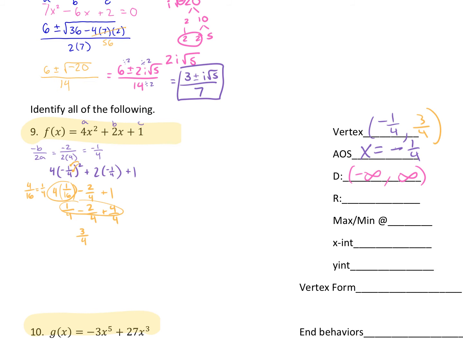Now to find the range or max or min, it depends on which way our graph opens. So is my graph going to open up or open down? How do we know that it opens up? The leading coefficient is positive, so it opens up. So for my range, where would my range start? 3/4. It's always the y value. So it starts at 3/4 with a bracket, because 3/4 is included, and then it goes up to infinity. So 3/4 to infinity.